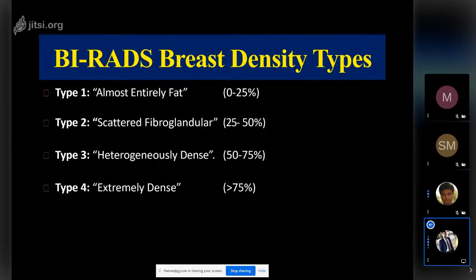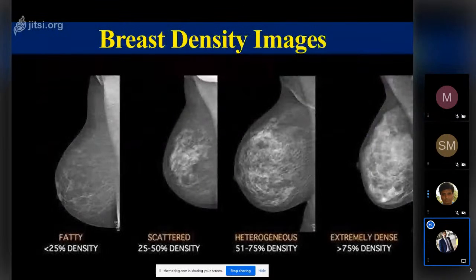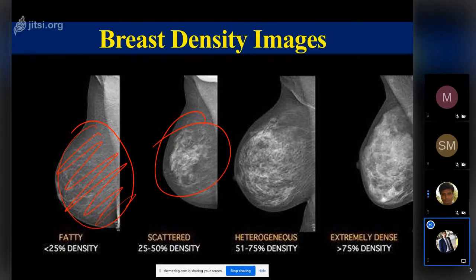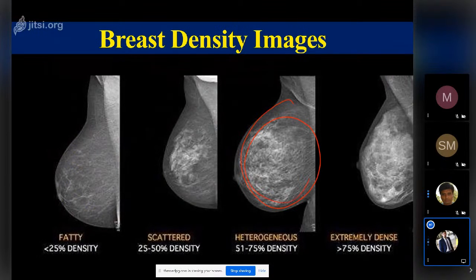Whenever there is a breast, we see how much is the fat content. See, here there is predominantly fat content. If I go here, it is more of a scattered glandular tissue. If I go further, in the younger breast, there will be predominantly glandular tissue. And if you see in a teenager, it is extensively glandular.